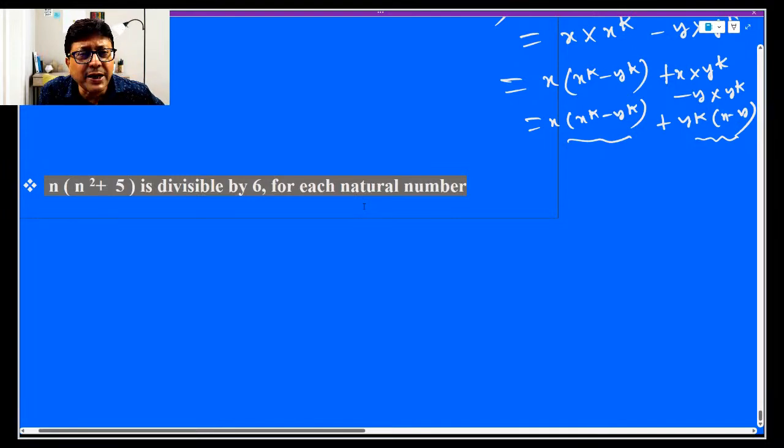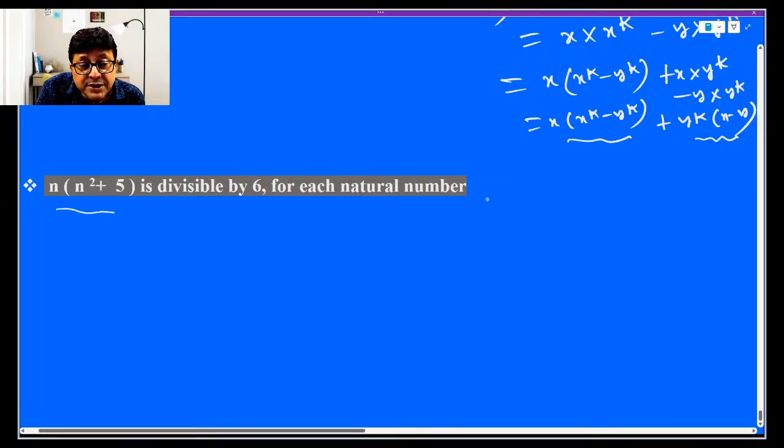We have done it by Euclid's lemma. We have taken n equal to 6k plus 1 or 3k plus 1. That I told you depends on the situation, the demand of the sum, whatever is given, it is based on that. But here, today we have to do it with the help of PMI, Principle of Mathematical Induction. How to?